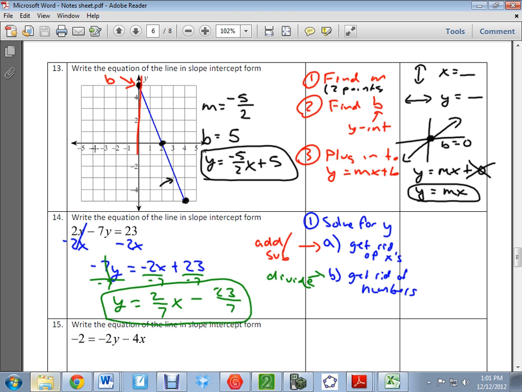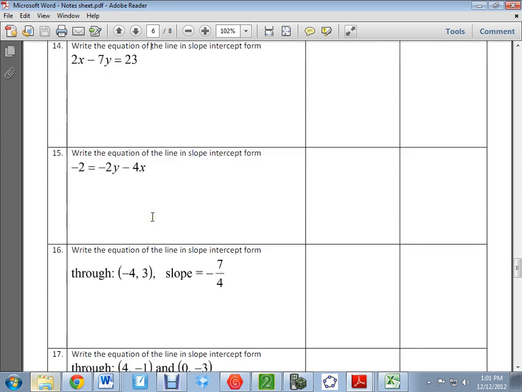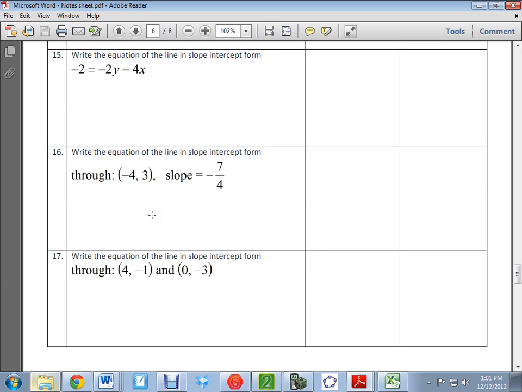All right, number 15 is very much like it. The only difference with number 15 is that the x's and the y's are on the opposite side of the equation. This is not a really big deal. We can just do a different first step. The first step would be to flip everything, in my opinion. There are several ways you can do this.